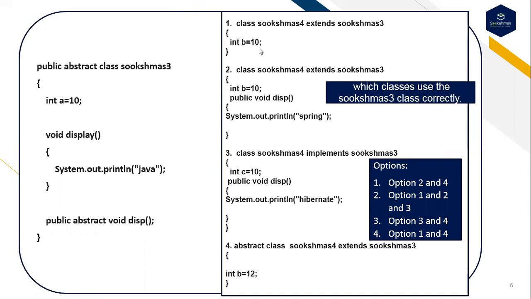The first one is class Sookshmas4 extends Sookshmas3, then int b is equal to 10. And the second option is class Sookshmas4 that extends Sookshmas3, and here int b is equal to 10.